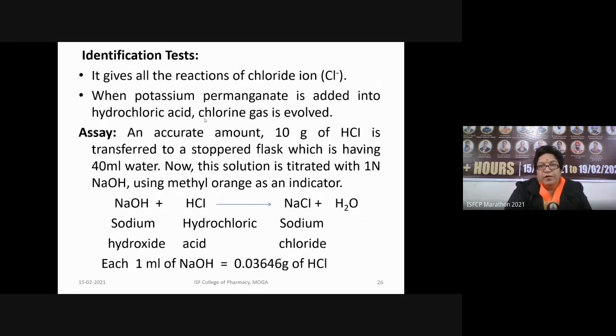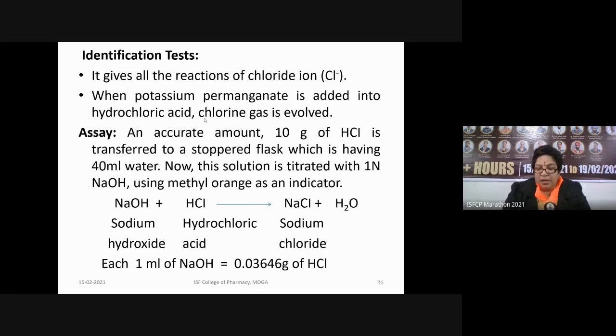Now coming to its identification tests, how hydrochloric acid is identified. It gives all the reactions of the chloride ion, that is Cl minus. When potassium permanganate is added to hydrochloric acid, that is HCl, chlorine gas is evolved or liberated.